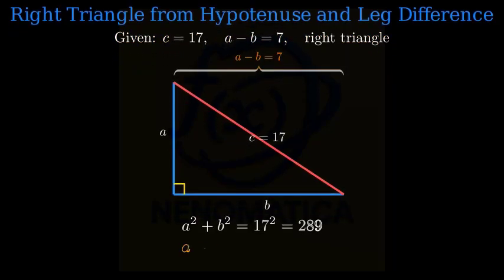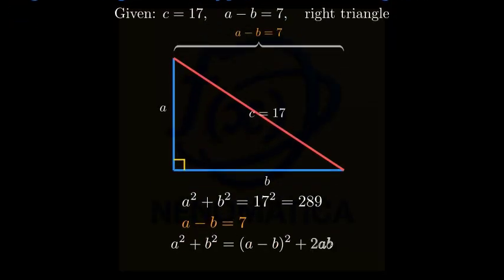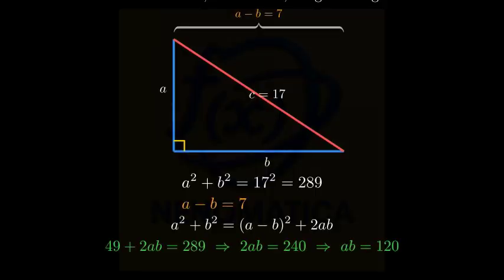Step 1. Write the two equations. By the Pythagorean theorem, a squared plus b squared equals 17 squared, which is 289, and from the statement, a minus b equals 7. Step 2. Express the sum of squares using the difference and the product. The identity says, a squared plus b squared equals the quantity a minus b squared plus 2ab. Substituting the numbers gives 49 plus 2ab equals 289, so 2ab equals 240, and therefore ab equals 120.